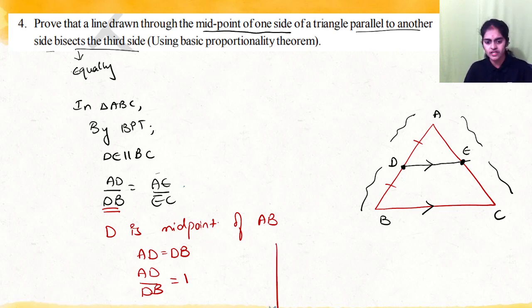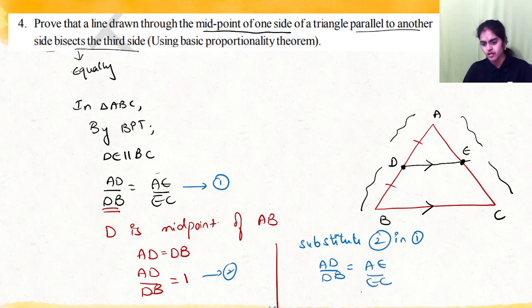See here. In this, if I take this as equation 1 and 2, and I substitute equation 2 in 1, what do I get? AD by DB is equal to AE by EC. But AD by DB is 1. So therefore can I write AE by EC is also 1. If AE by EC is 1, cross multiply, send EC to the other side. So it will be 1 into EC, or EC. So AE is equal to EC. What did I get? I got AE is equal to EC.